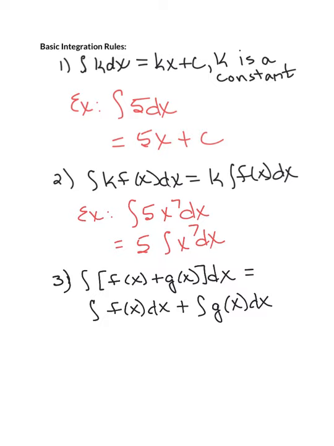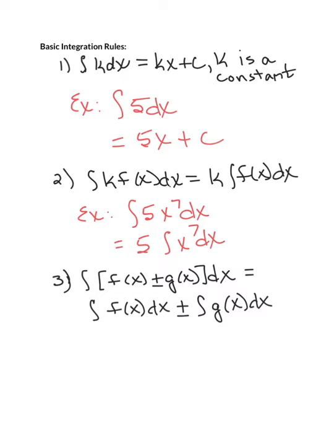Rule 3 is telling us that if we have two terms being added or subtracted that we are doing the integral of, we can split them into two separate integrals and do each one individually. And this goes right along with doing derivatives. When we had terms that were added or subtracted, we just did the derivative of each individual term. Same thing here.